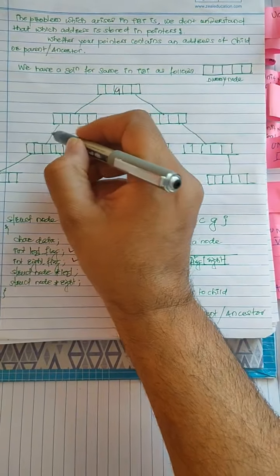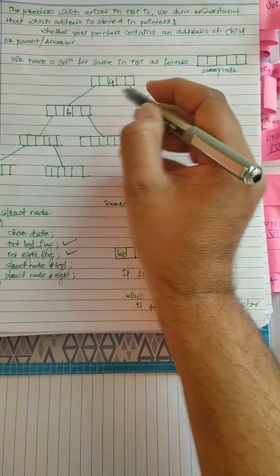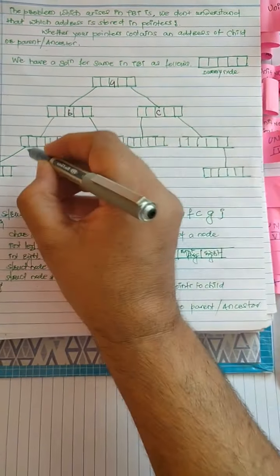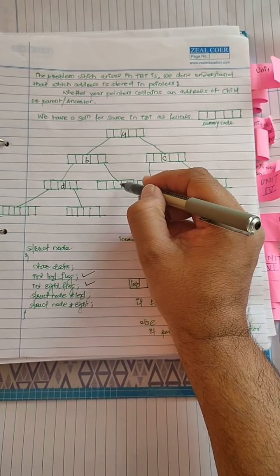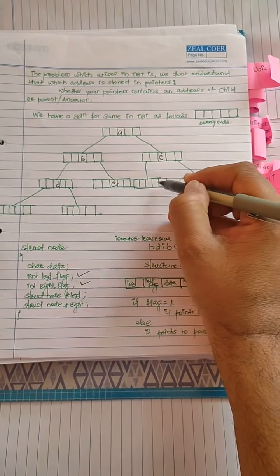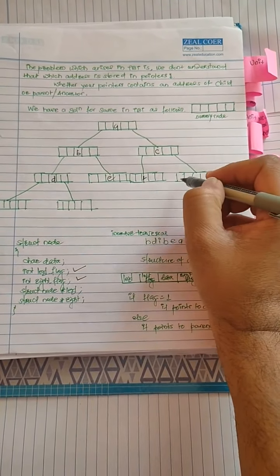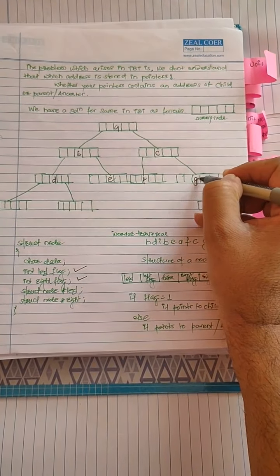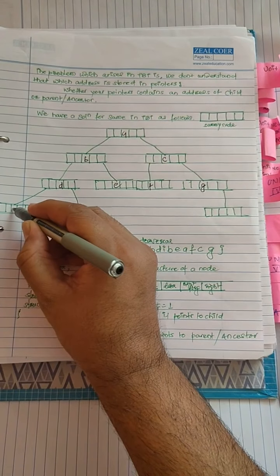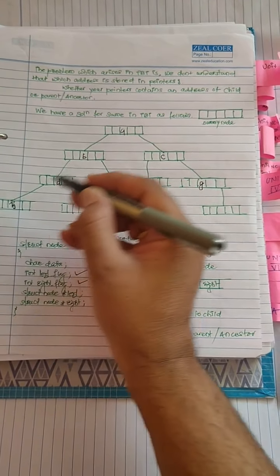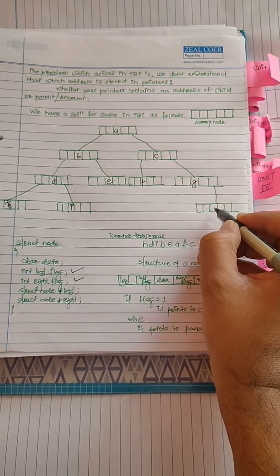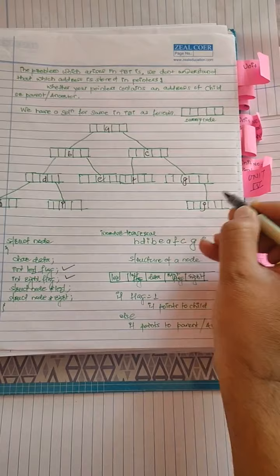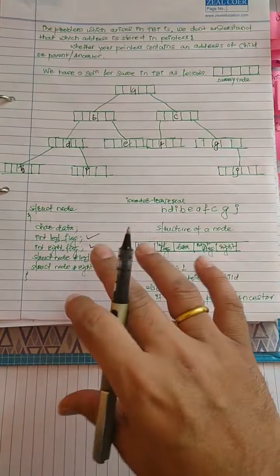This is A, this is B, this is C, then D, this is E, this is F, this is G, this is H, this is I, and this one is J. Final one is J. Now let's see how they are pointing to each other.